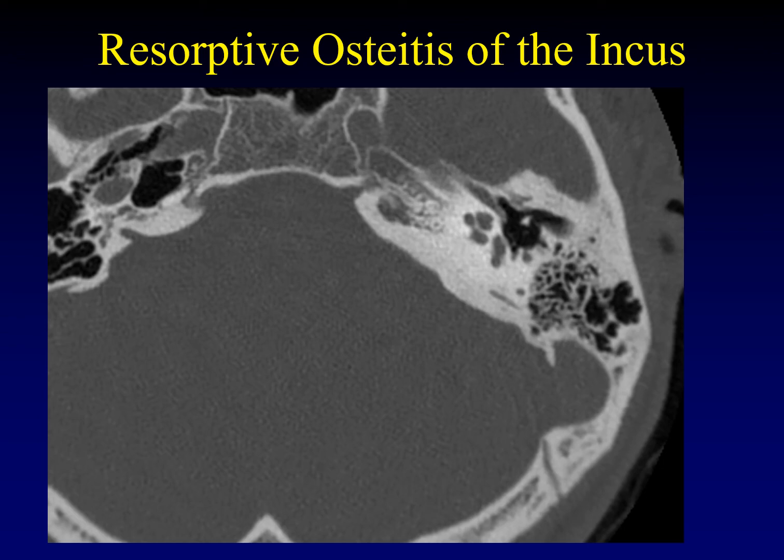Here's the same thing seen in the axial plane. The incus is lacking its posterior elements. The stapes is still visible. The crura of the stapes are visible, but there's just nothing in between the incus and the stapes.